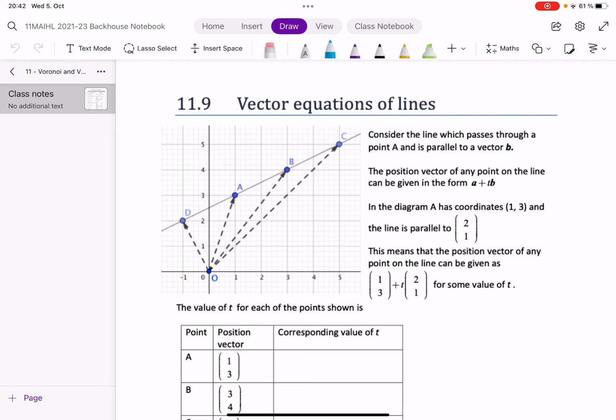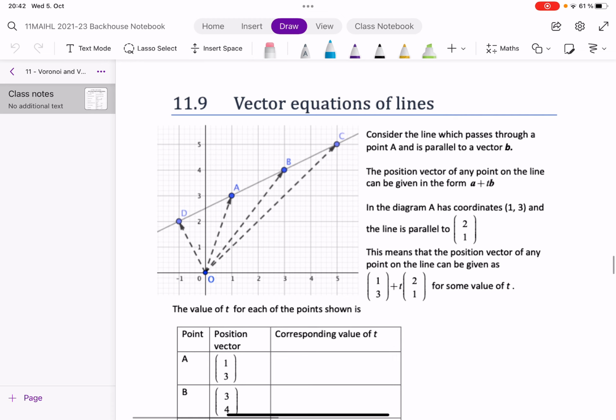Basically, we're going to think about the position vector of a point on the line. It can be found if we know the direction the line is going in. I've drawn uphill, but you could also draw downhill, as long as it's parallel to that line. And we need to know a point on the line. Unlike when we express a line in slope-intercept form, it doesn't have to be the y-intercept.